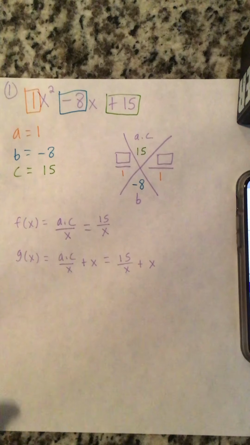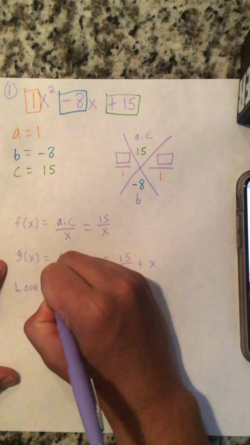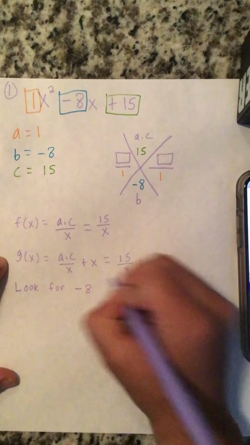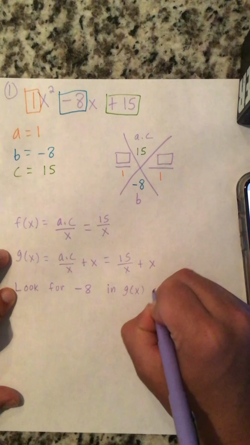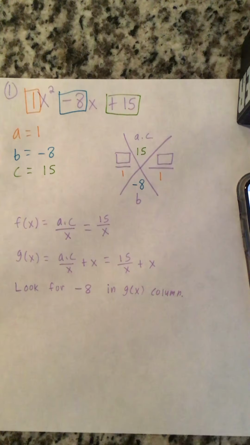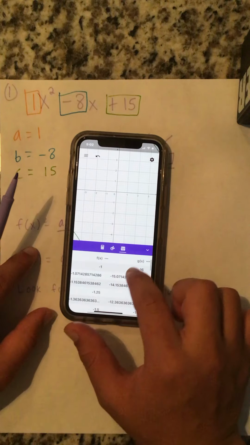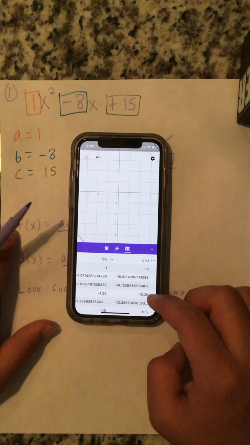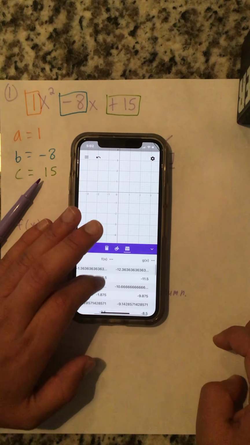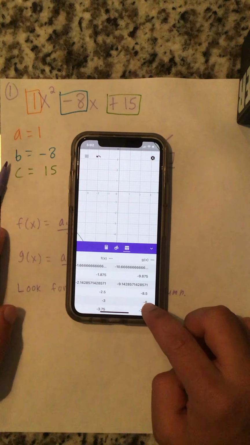Watch what I'm going to do. When I pull up the table, remember, now I need to look for the b in the g of x column. I'm going to look for -8, because that's my b, in the g of x column. The g of x column is the 3rd column. So I'm going to scroll down, scroll down, and look at that. I see -8 in the g of x column.